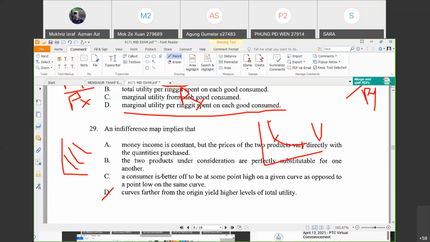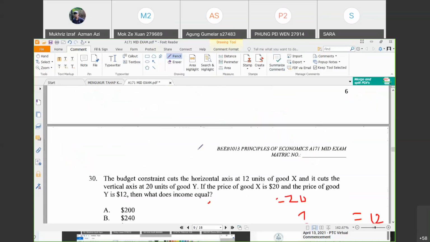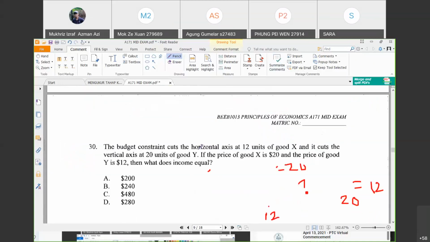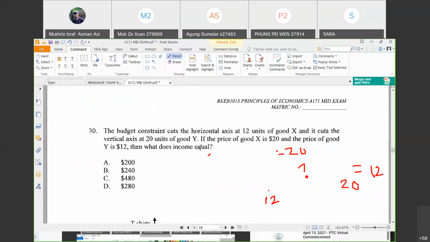But answer C is wrong because it says the consumer is better off at some point on a higher curve, meaning here is better than the one lower, which is wrong. Whether you are here or here, your utility will remain the same. That is the basic definition of an indifference curve.